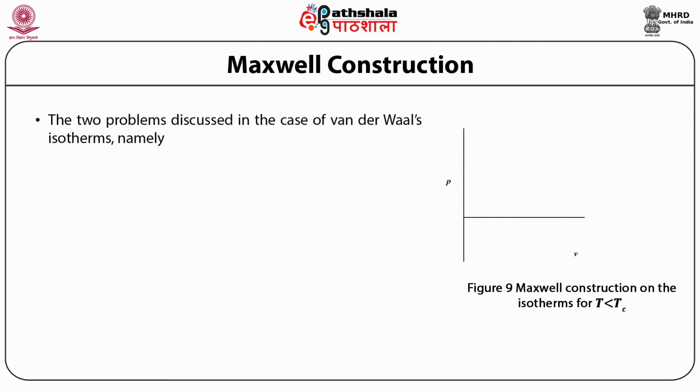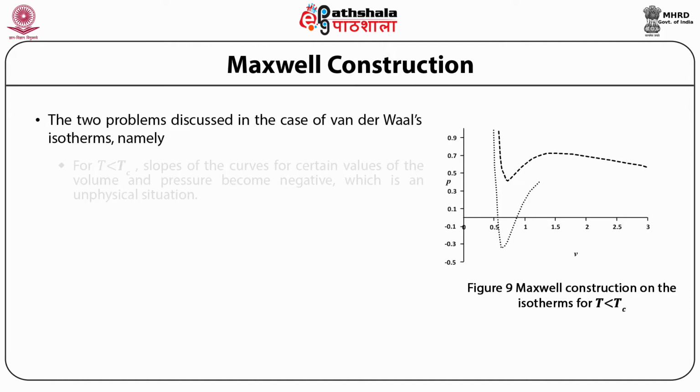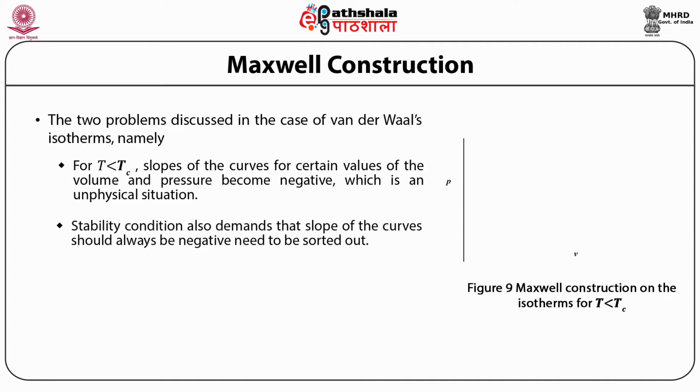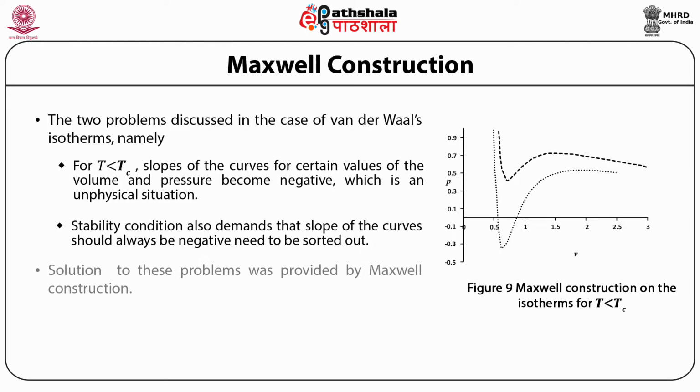The two problems discussed in the case of van der Waals isotherms, namely, for T less than Tc, the slopes of the curves for certain values of volume and pressure become negative, which is an unphysical situation, and that stability condition also demands that the slope of the curve should always be negative, need to be sorted out. Solution to these problems is provided by Maxwell construction.